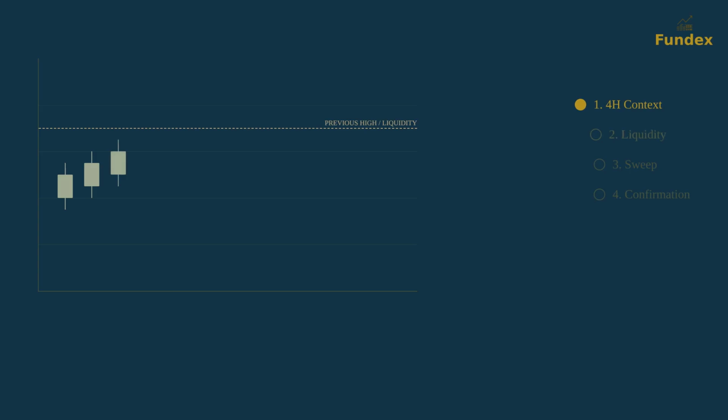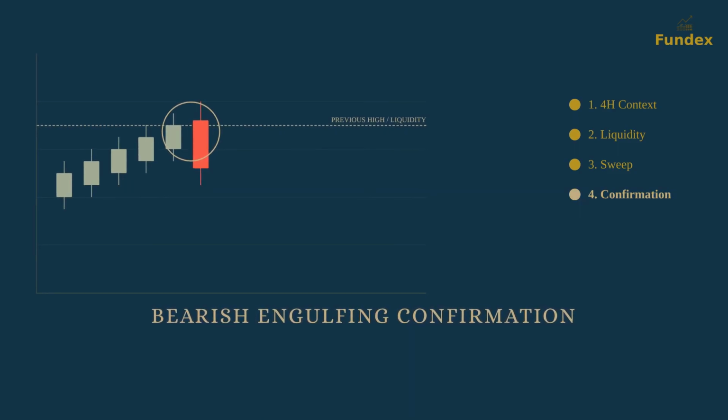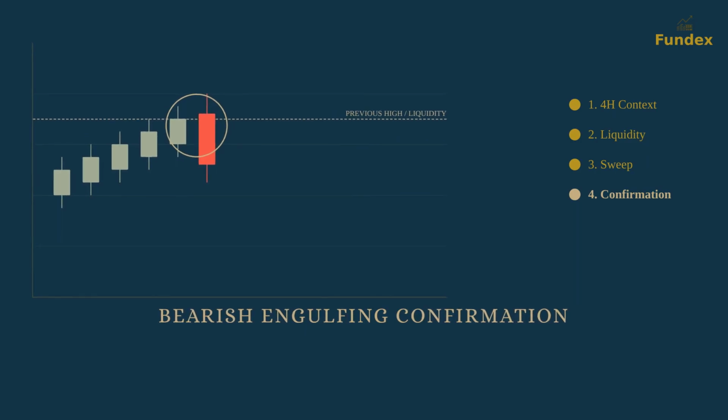After liquidity has been taken, I watch the 1-hour chart. If a strong bearish engulfing candle appears in the right context, at the right location, after liquidity has been swept, that gets my attention. Why? Not because every engulfing candle is a trade, but because now I have a sequence.